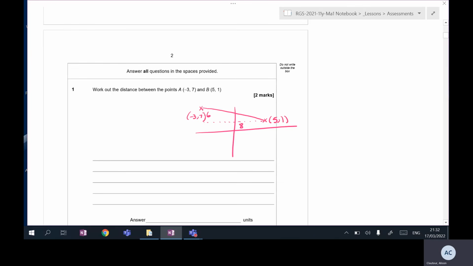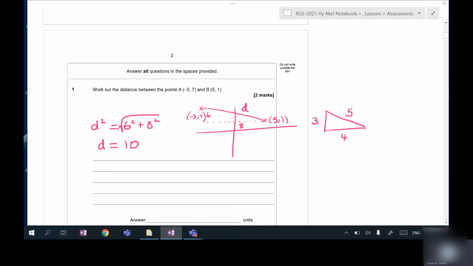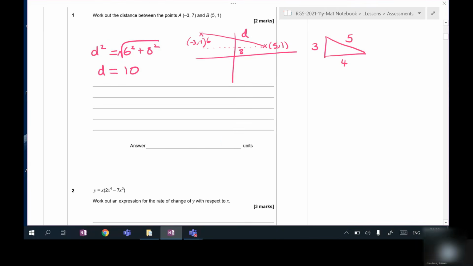So you can either think of it as a 3, 4, 5 triangle, if you know anything about Pythagoras, or you can use Pythagoras. So if we call this distance here d, d squared is 6 squared plus 8 squared, square rooted. But remember, a 3, 4, 5 triangle is quite a good trick for a non-calculator paper. Pythagoras always works when the sides are 3, 4, and 5. So if you have multiples of that, this is a triangle that's just been scaled up with a scale factor of 2. So d would actually be 2 lots of 5, which is 10. So nice, easy question to get us into the paper.